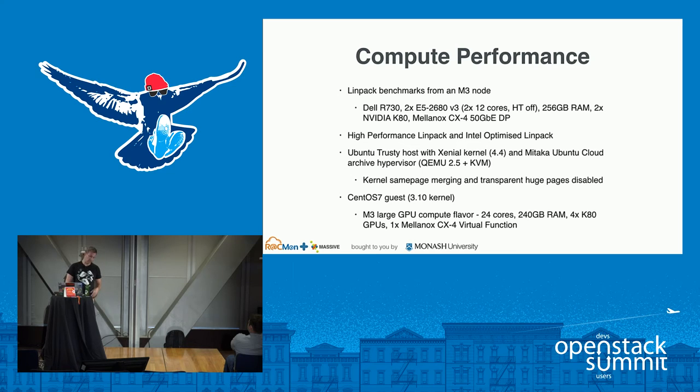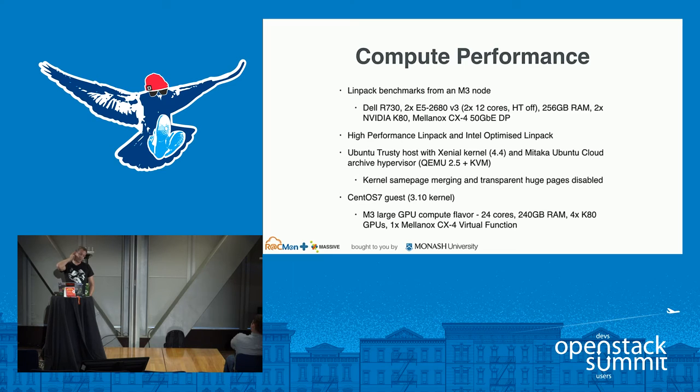So I've got a couple of graphs here. These will run just on a single host. It's a two-socket box, Haswell 2680, 256 gig of RAM. It's got K80s in it, Mellanox, all that stuff. We ran both high-performance LINPACK, which is MPI-based, and Intel-optimized LINPACK, which is using their MKL libraries, and that's just an SMP benchmark.